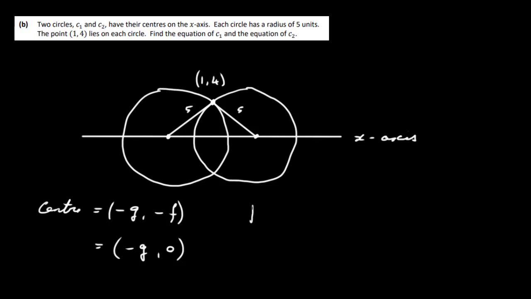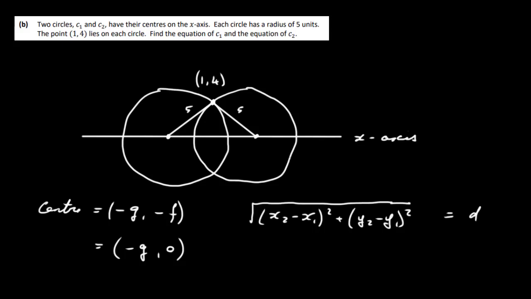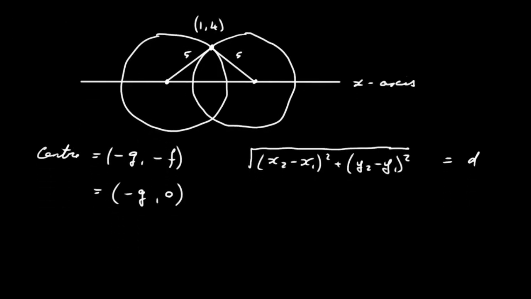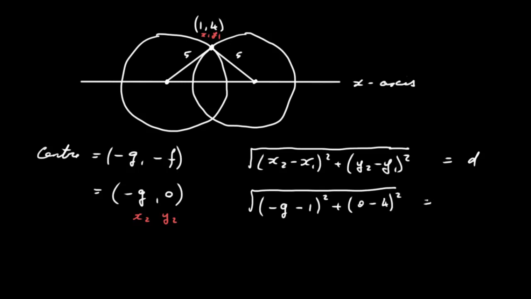So we can use the distance formula, which is the square root of (x2 minus x1) squared plus (y2 minus y1) squared. That's the distance between 2 points, and in this case, it's going to be our radius. So let's work through that. We'll pick this here as x1, y1, and this here as x2, y2. So we have x2, which is -g, minus 1, squared, plus y2, which is 0 minus 4, squared, and we know that distance is going to be 5 units. So let's square both sides. We have (-g minus 1) squared plus (-4) squared is equal to 25.